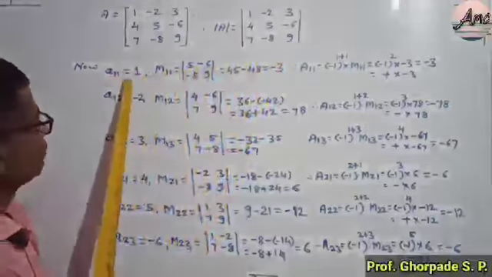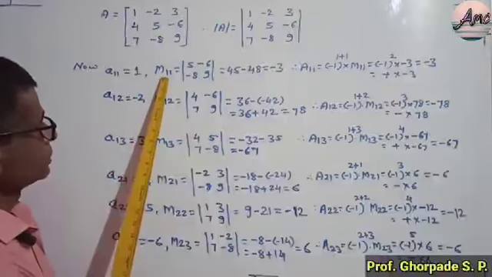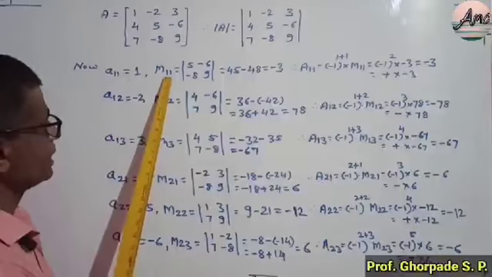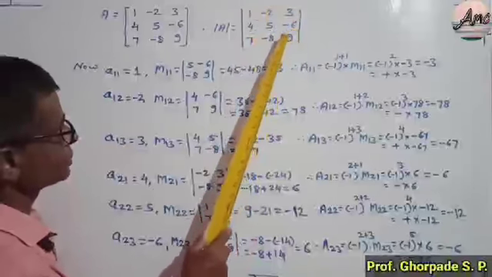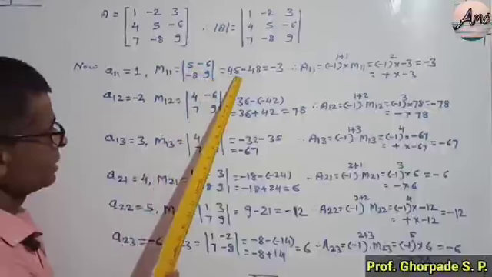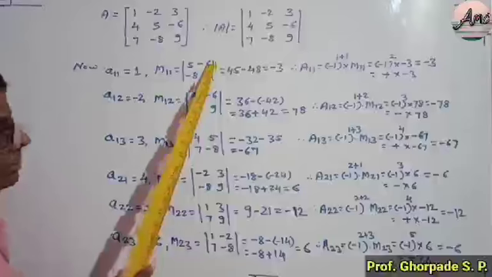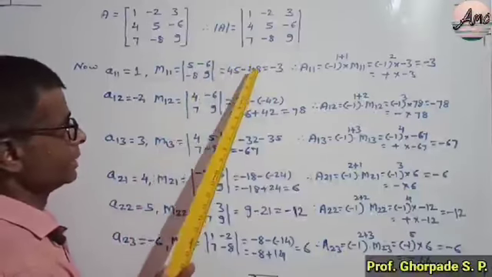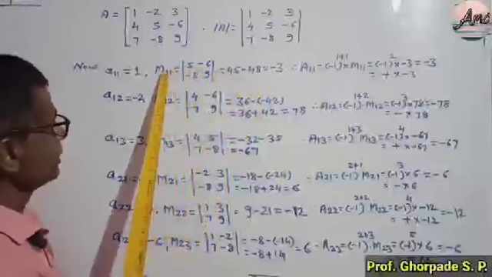So A11 is 1, whose minor is what? The minor of A11 is denoted by M11, which is obtained by deleting the first row, first column. If we delete the first row, first column, we get 5, minus 6, minus 8, 9. 5 nines are 45 minus minus 8 into minus 6, which is 48. So 45 minus 48 is minus 3. Then we obtain the minor of this.